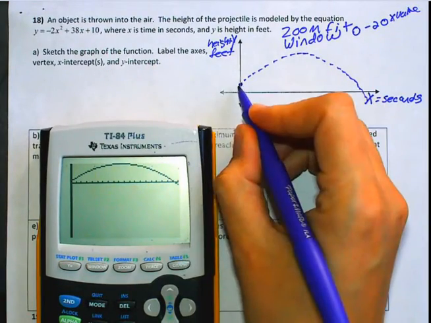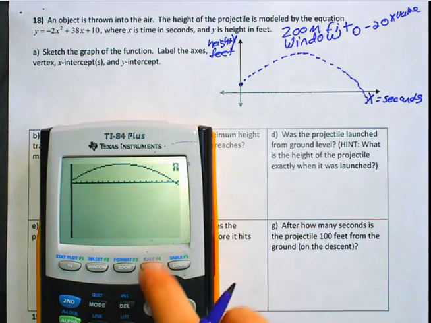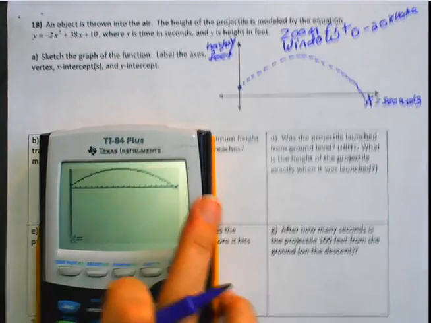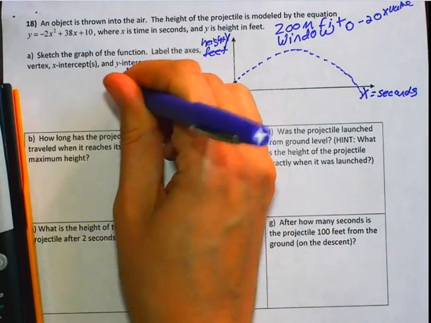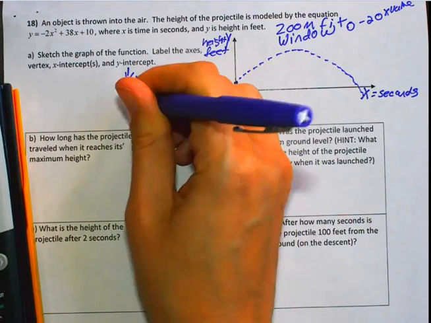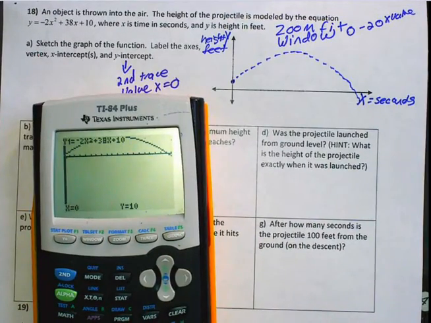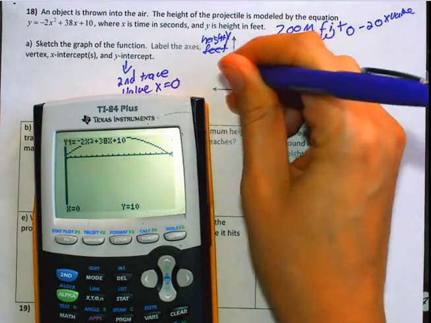So the y-intercept, if you didn't know how I got that y-intercept, you can go to second calc and do value and the value of x. So to find the y-intercept, you do second, trace, value, x equals 0. And that will tell you that right here is my y-intercept, so that's at (0, 10).